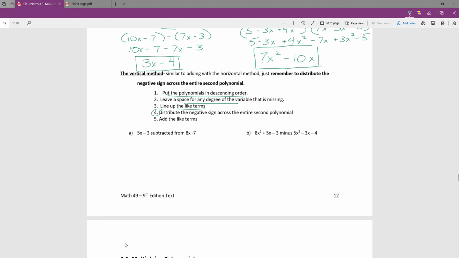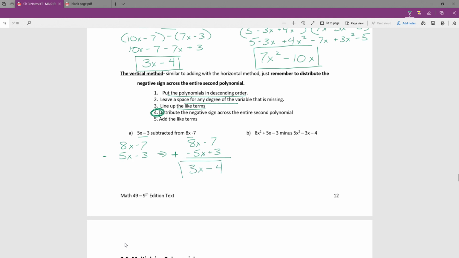But this is the key thing. We still have to remember to distribute the negative sign. And so if I do these, it's this subtracted from that. So 8x minus 7, and I want to subtract 5x minus 3. Well, I take and do this distribution, changing this to an addition question, because that is my least likely way of making a mistake. Otherwise, I have to remember as I go down. And so my final answer for this one, because they're all lined up, would be that.